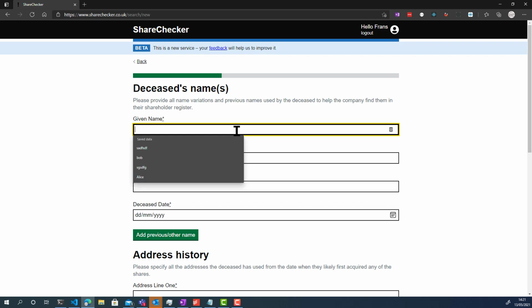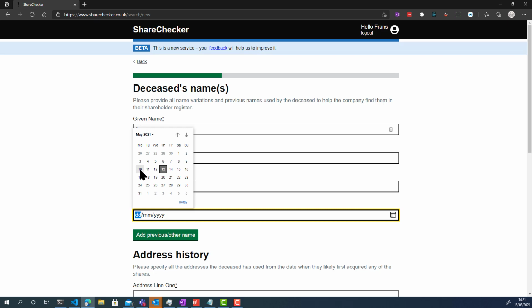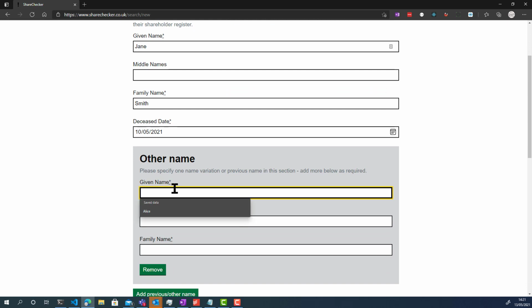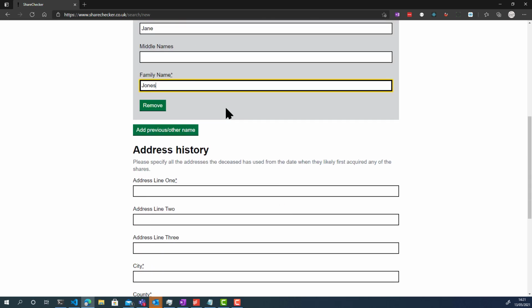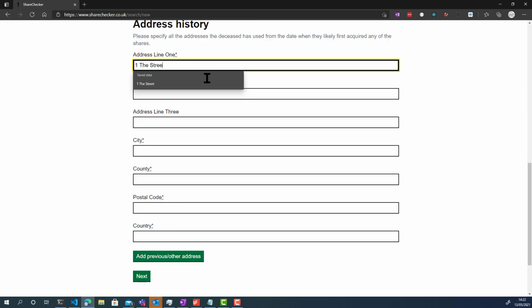The next thing we need to do then is provide the name of the deceased. So in this case it's Jane Smith and she passed away on Monday the 10th. We can add additional previous names, as many as you like. In this case we're just going to add one extra name, so Jane Jones. And you can keep adding names as many as you like. So in this case 1 to 3.